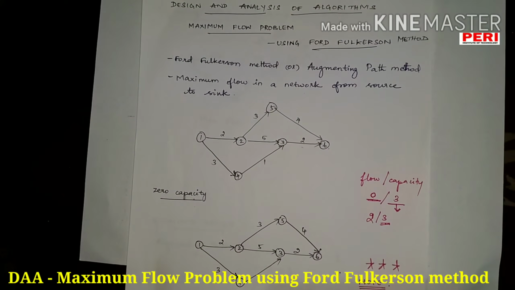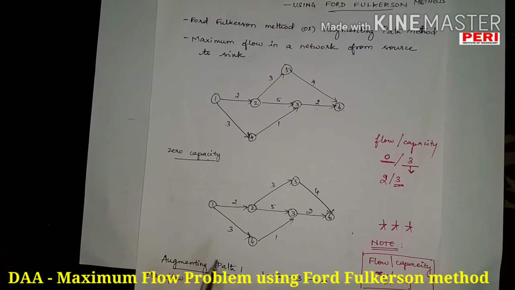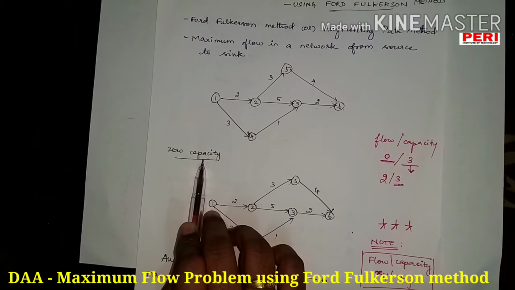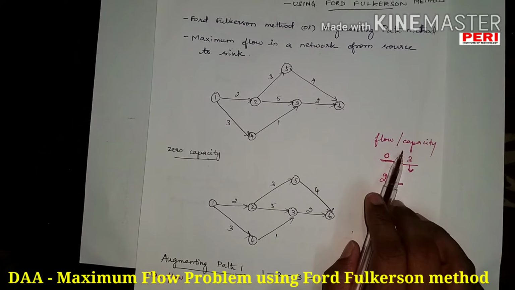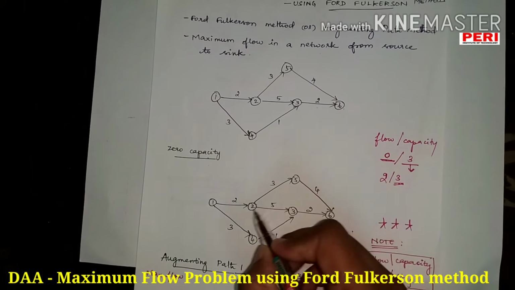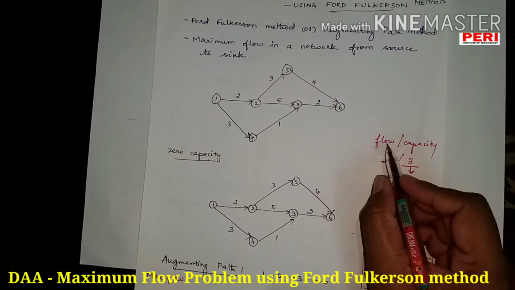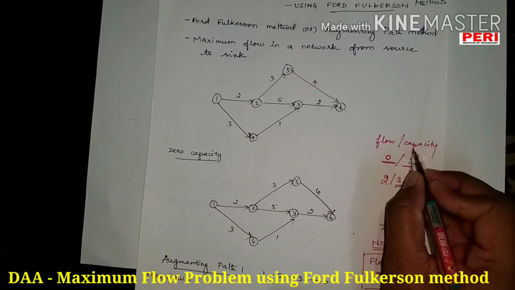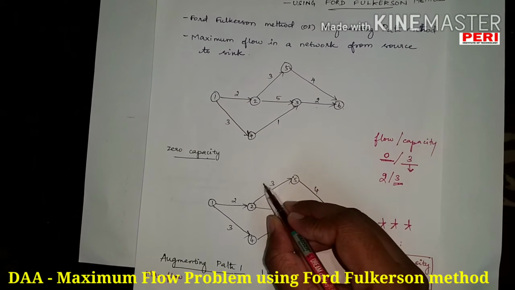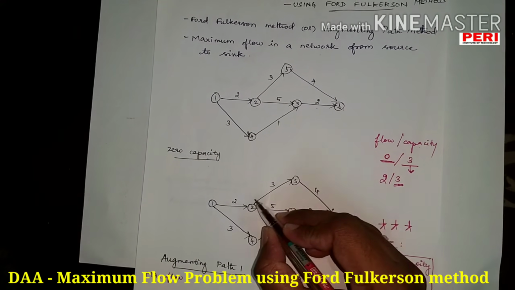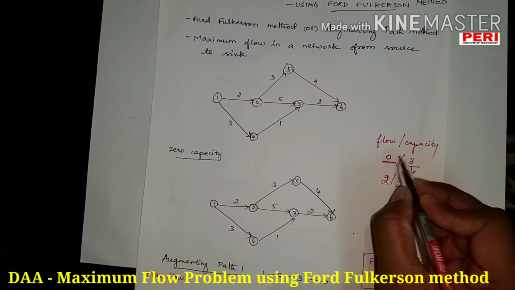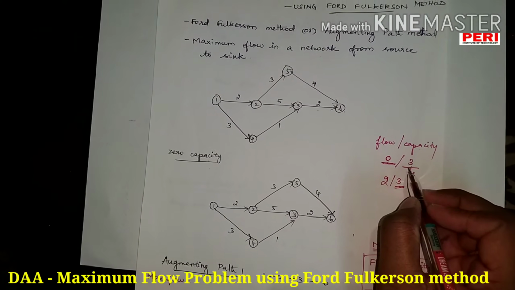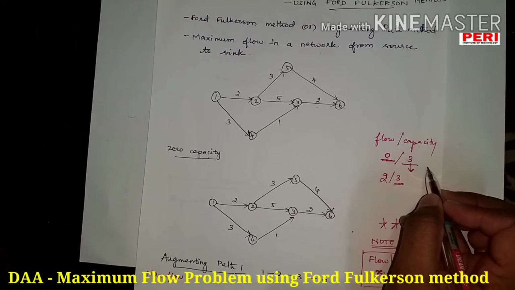For that, initially you should start with step 1 by drawing a zero capacity graph. What do you mean by zero capacity? As I told you earlier in my previous video, over the network the representation for the flow is given by flow / capacity. Capacity is the actual value given over the network, and the flow specifies how much amount has gone through that particular network.